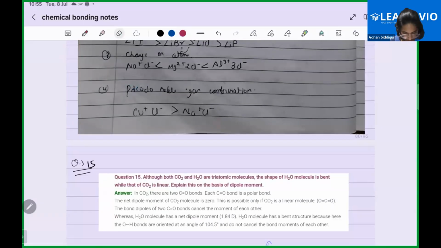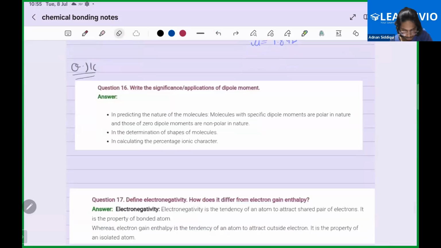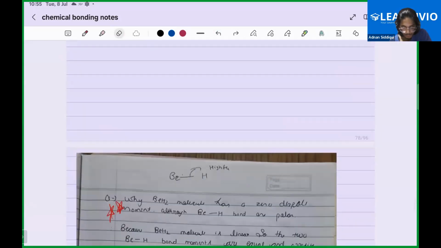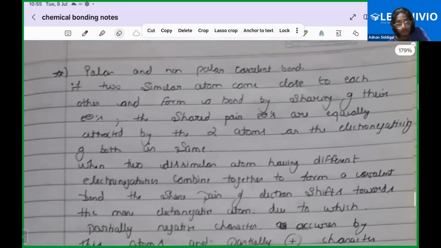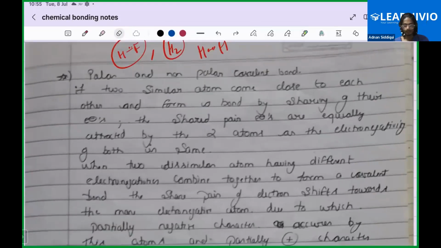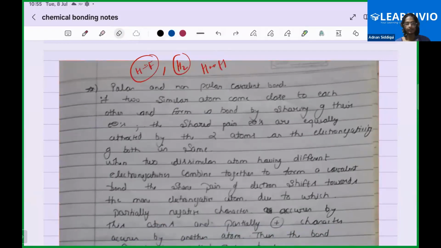Pseudo-noble gas configuration. This topic is not in your syllabus, so I'll skip it. Okay, these are the questions: polar and non-polar covalent bonds. So what is a covalent bond? Tell me what a covalent bond is. A covalent bond is where two atoms share electrons between them. Equal sharing of electrons, right?